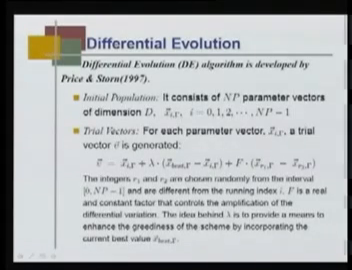What is a trial vector? For each parameter vector in the initial population x_i gamma, a trial vector v is generated for each x_i gamma. And what is this v vector? The trial vector is the original parameter vector plus lambda.